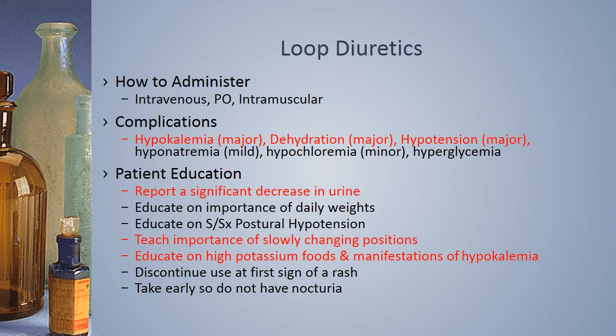Complications: hypokalemia, dehydration, hypotension. Those are your major ones. Then you can have hyponatremia, hypochloremia, and hyperglycemia. Those are more mild. Your education, you're going to tell the patient to report a significant decrease in their urine output because if they're not able to urinate what we're trying to diurese, then they could have a buildup of electrolytes. You want to educate on the importance of daily weights, especially if the person is on the diuretic for heart failure. Give them some symptoms to expect of postural hypotension or orthostatic hypotension.